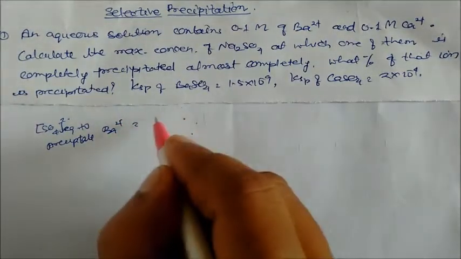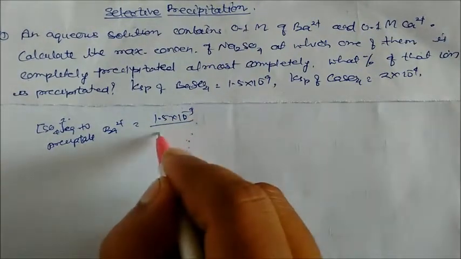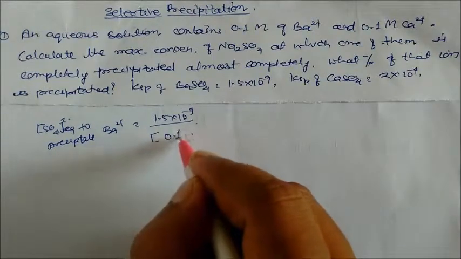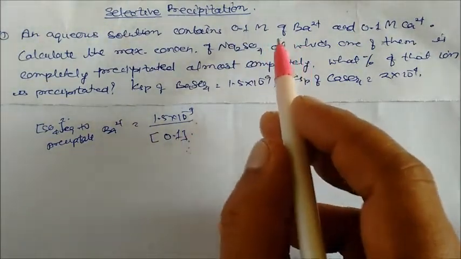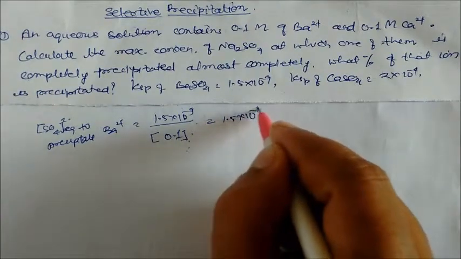The Ksp of barium sulfate is 1.5 × 10^-9, divided by the molarity of the barium ion, which is 0.1 molar, as given. On solving, we get 1.5 × 10^-8.